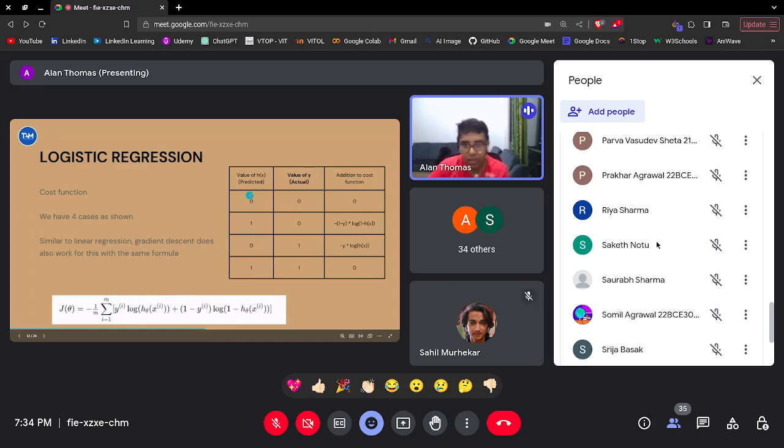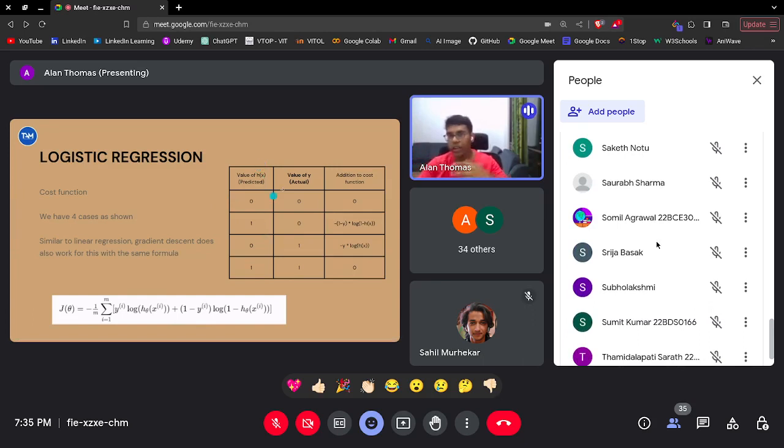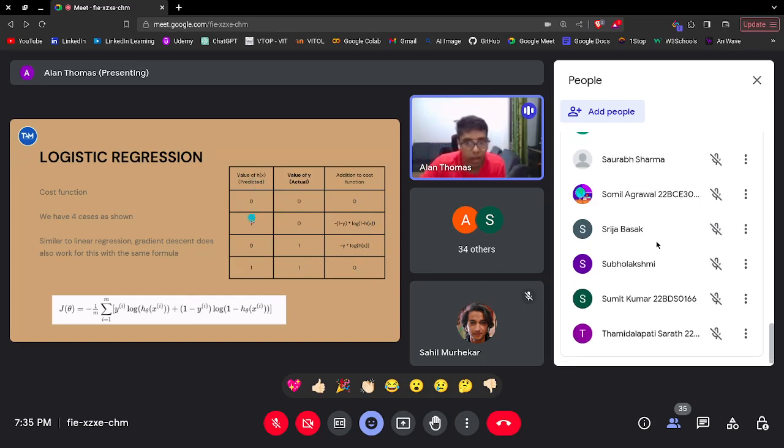So I just made a simple table so that if you don't understand this, you can understand what's happening. This is the predicted value which we predicted, and this is the actual value. If both the predicted and actual values are the same, the cost will be zero, because you have correctly predicted it. It's perfect. Similarly for 1 and 1, the cost function will be zero.